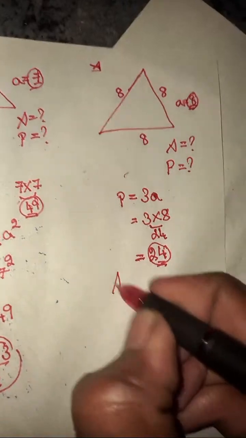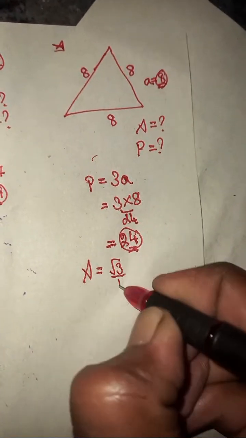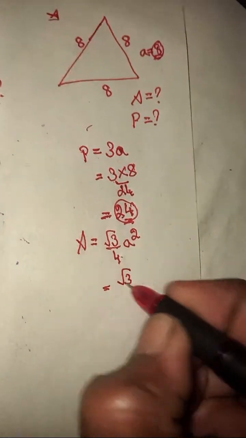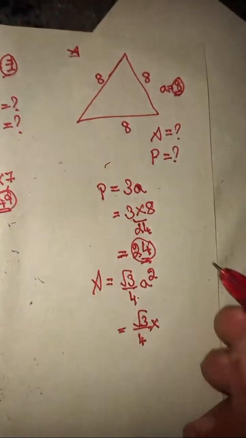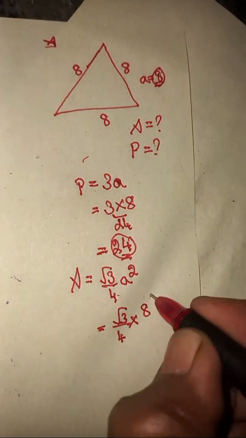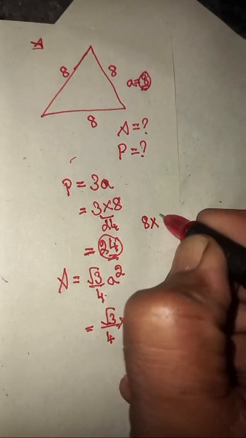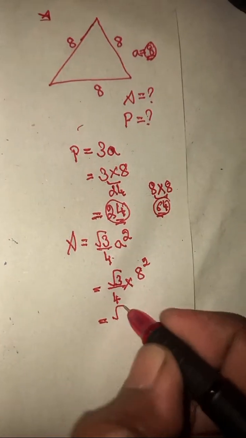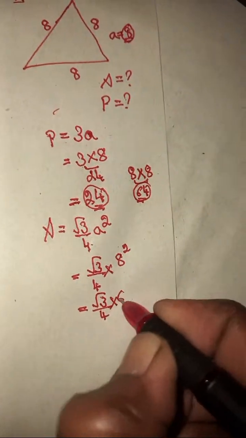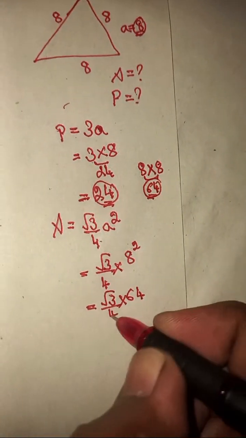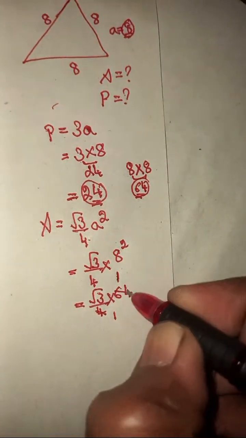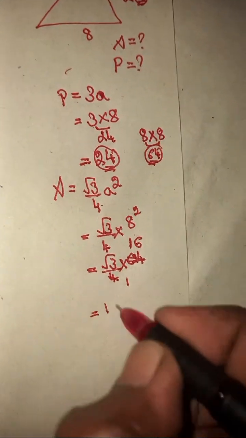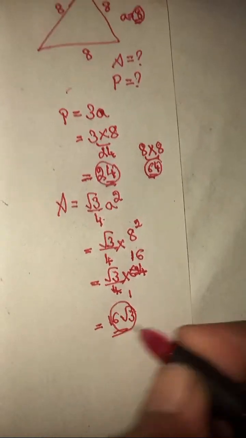So the perimeter is 24 units. Now the area is root 3 by 4 a square, that is root 3 by 4 times the side length 8 square. You can write 8 times 8 as 64. You're going to get root 3 by 4 times 64, and this one you can divide: 4 ones are 4, 4 sixes are 24. You're going to get 16 root 3 square units.